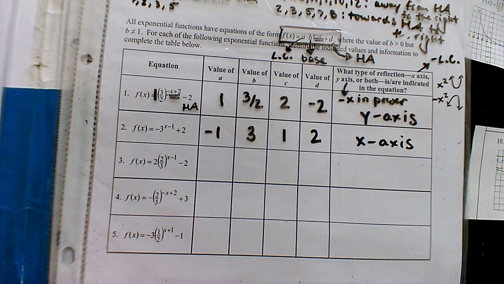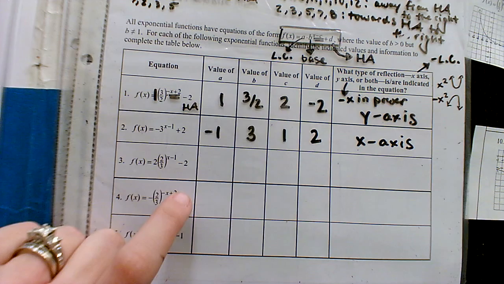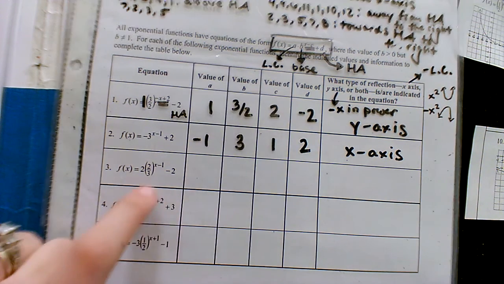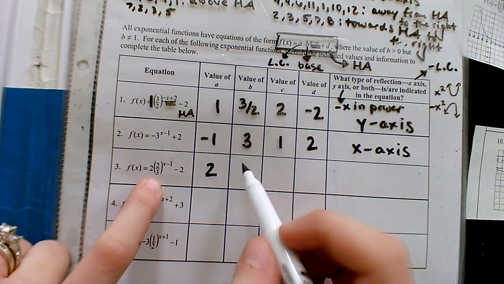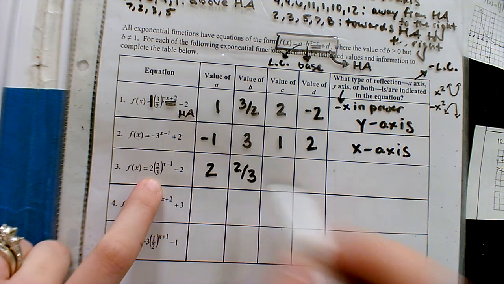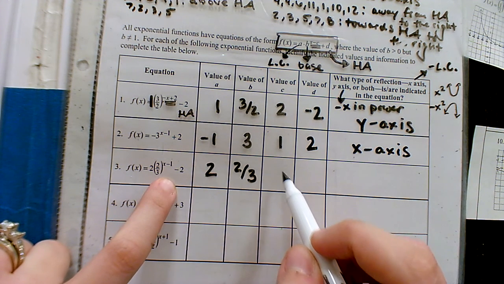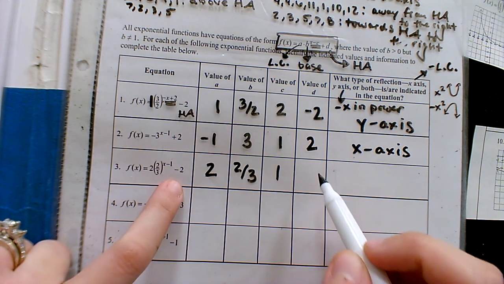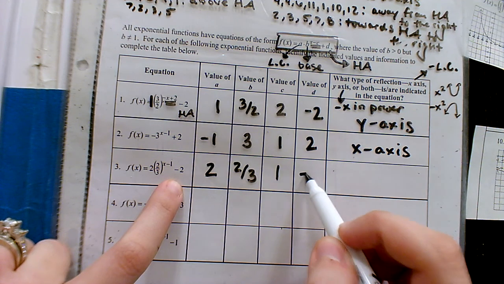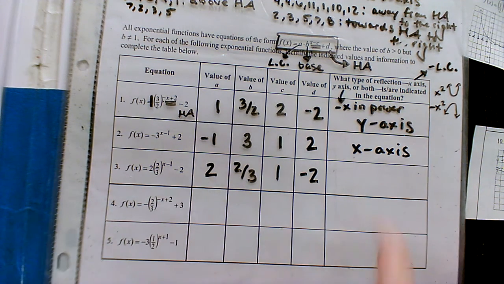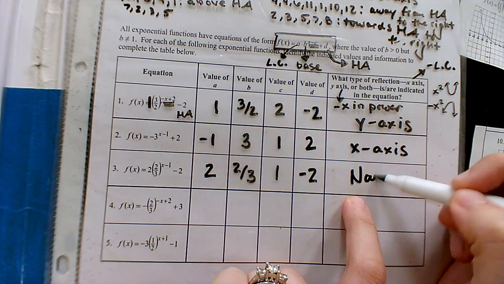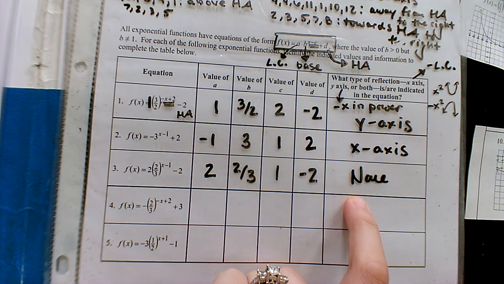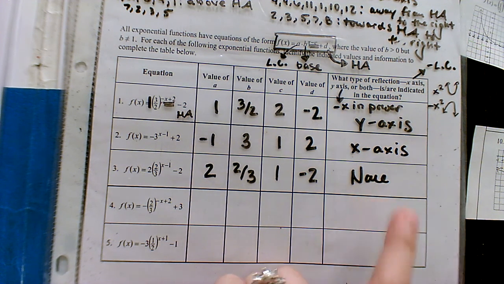All right, seems like we're done. We're going to do these rapid fire. Okay, we're just going to work our way around the room. Caitlin, can you give us a value for A for 3? 2. Blake, the base. 2/3. Elsie, our C value. 1. Olivia, our horizontal asymptote. Okay, that's our D value. Good. Erica, did you identify a reflection? No. Good. We don't have a negative in the x spot or a negative out front. Okay, so we did not flip this graph at all.